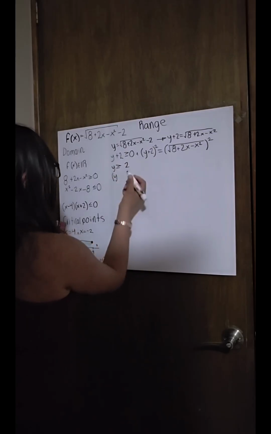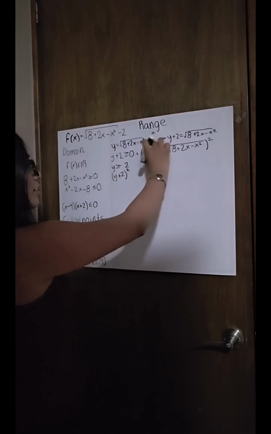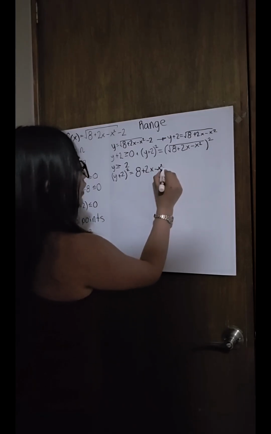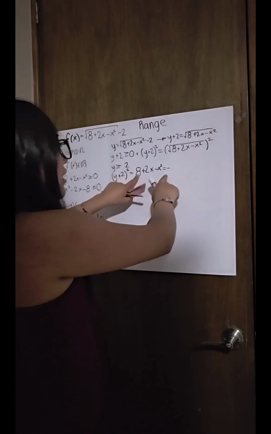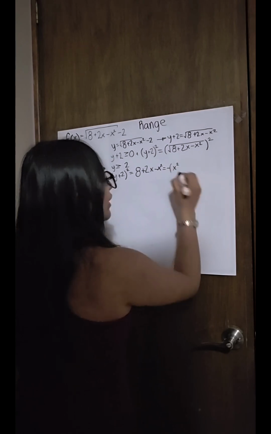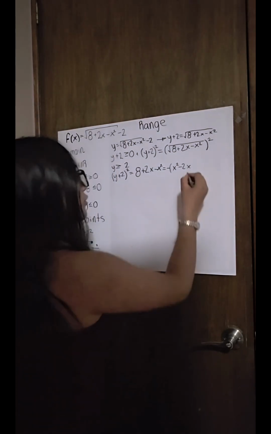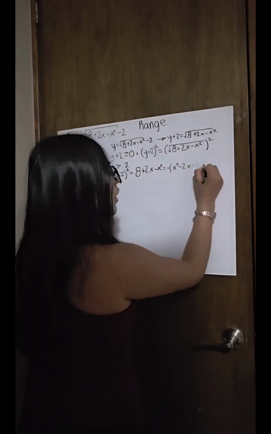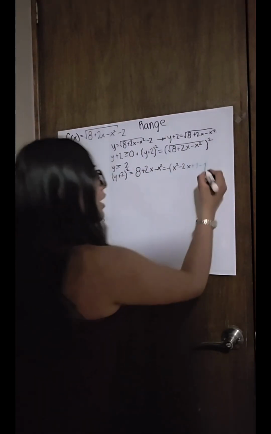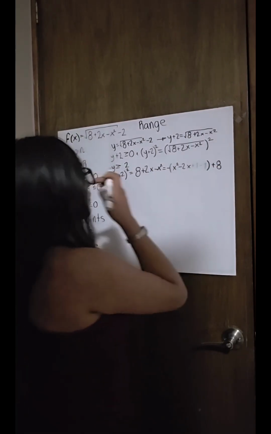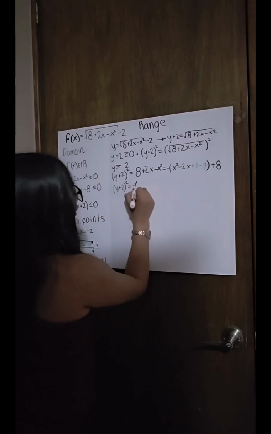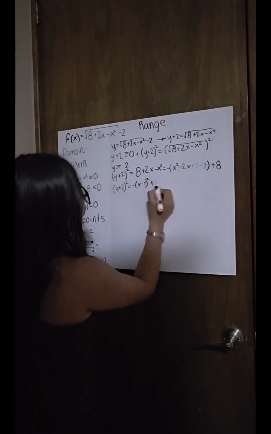And now (g plus 2) squared is equal to 8 plus 2x minus x squared. We have to complete the binomial square to clean x, so we have minus (x squared minus 2x), and here we are going to add 1 and subtract 1. This is because we have to complete the binomial square. Plus 8, so (g plus 2) squared equals minus (x minus 1) squared plus 1 plus 8.